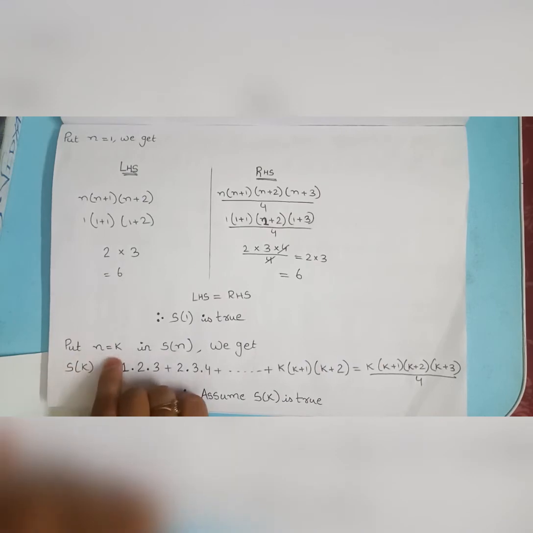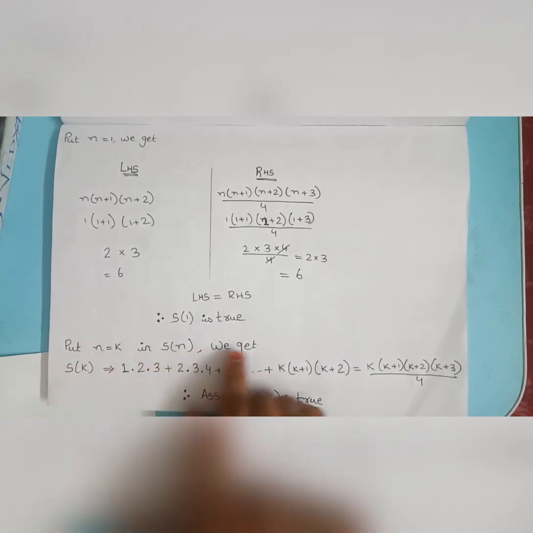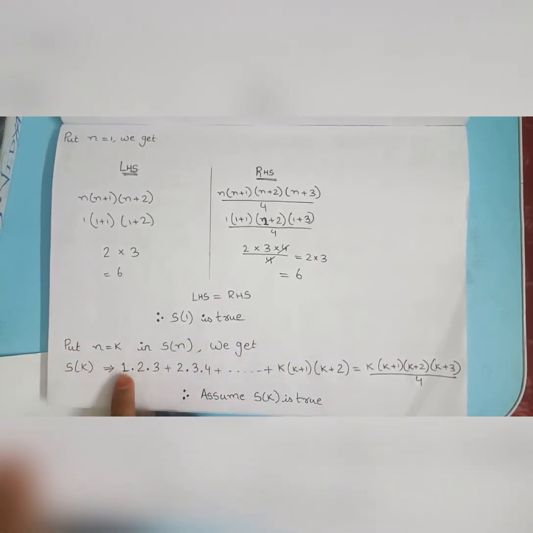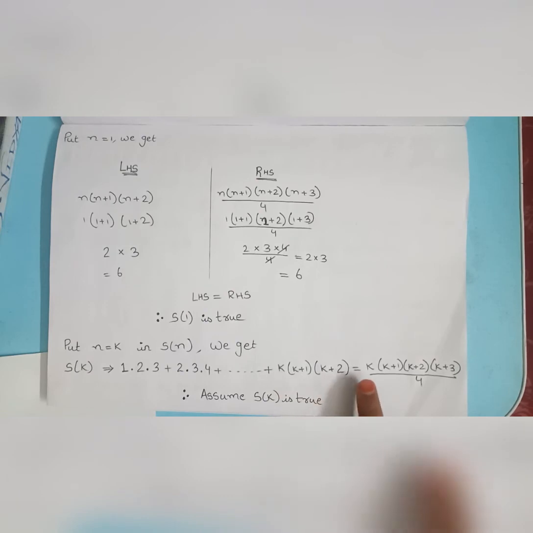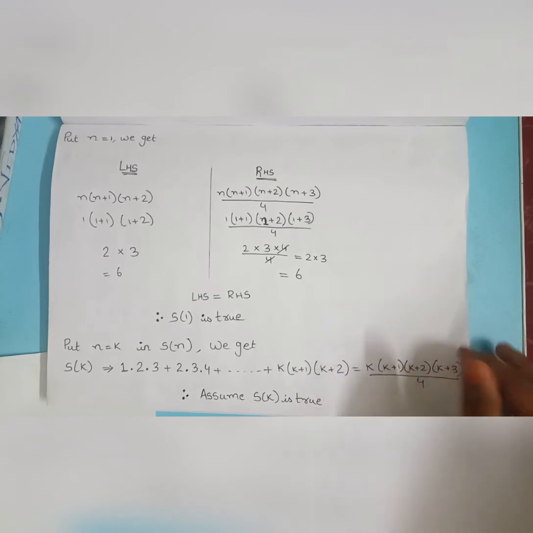Next, put n is equal to k in S(n). We get S(k) is equal to 1 into 2 into 3 plus 2 into 3 into 4 plus so on up to k(k+1)(k+2), is equal to k(k+1)(k+2)(k+3) by 4. Assume S(k) is true.